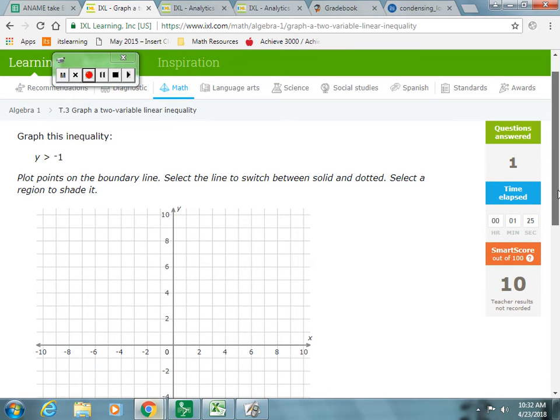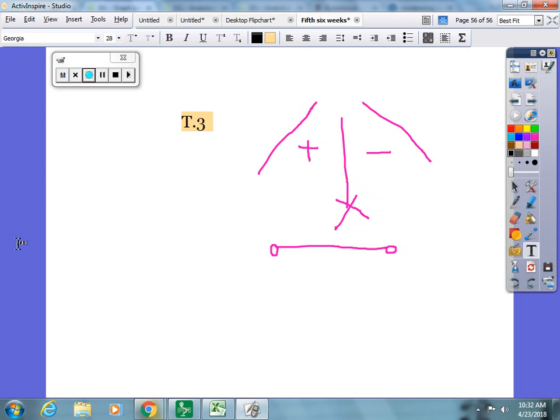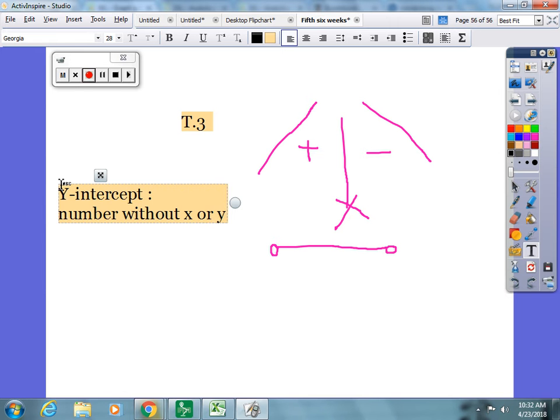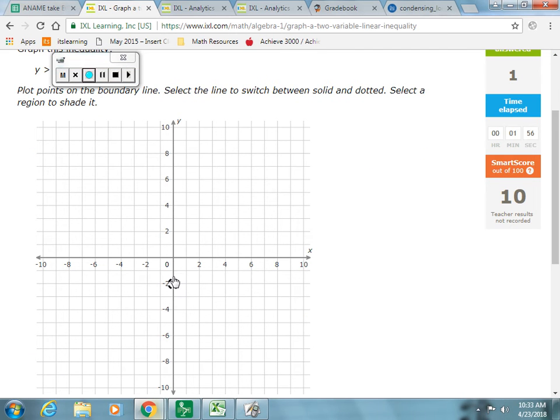Y equals. Okay, the first thing I do is I look for the y-intercept. Now, the y-intercept is the number without x or y. It does not have x or y. So the number here that does not have x or y is negative 1. So then I put the point on negative 1.